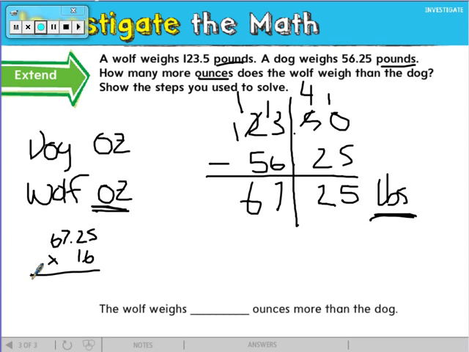16. 6 times 5 is 30. 12, 15. 42, 43. 36. 0. Placeholder. 5, 2, 7, 6. Adding it together. 0, 10, 6, 13, 10. 2 decimals. 1,036 what? Ounces.